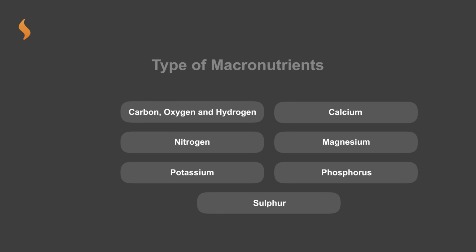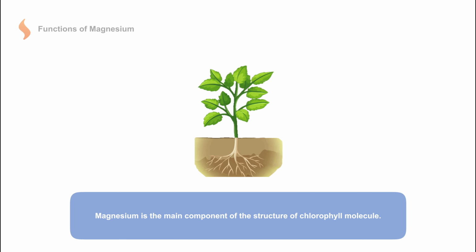Now, let's look into the type of magnesium. Magnesium is the main component of the structure of the chlorophyll molecule. It helps to activate some plant enzymes. It is also involved in carbohydrate metabolism.